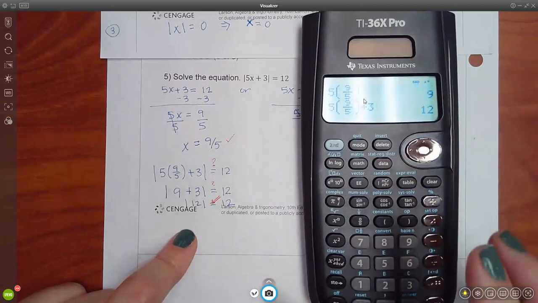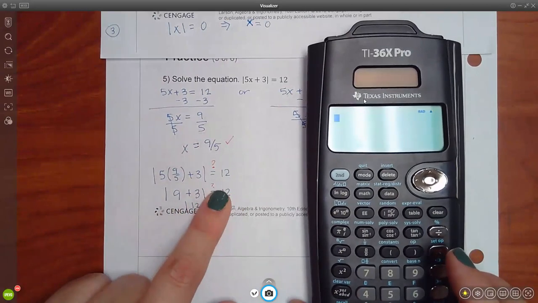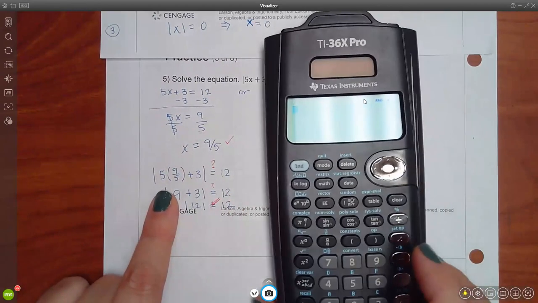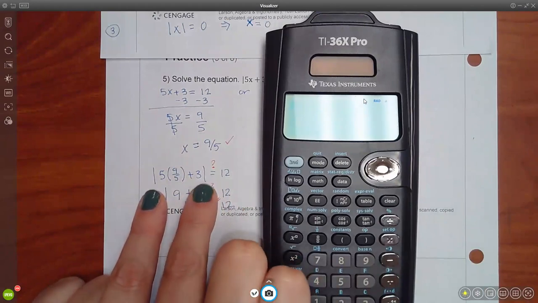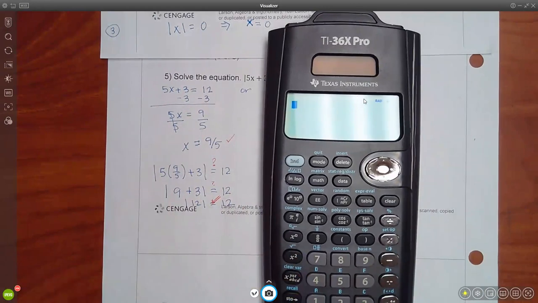So let me get out of there again so I can show you. So I could type the whole left side in there and just see if I get 12 in my calculator. But let's see how it looks. It's not going to look like bars. Okay, it's going to say ABS and then it's going to have parentheses. And those parentheses with the ABS in front is what acts like our bars.